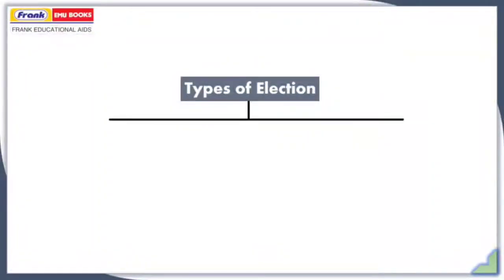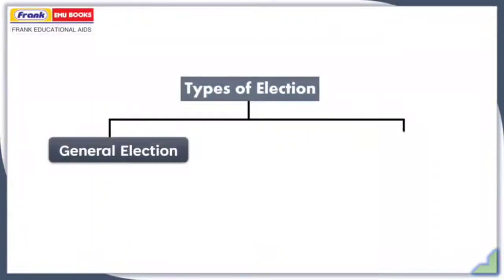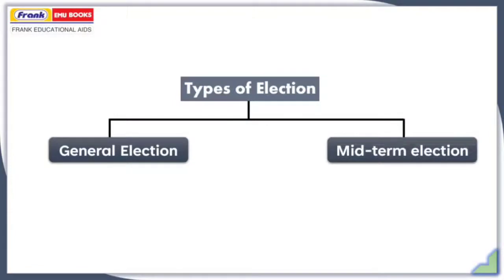Types of election. There are two types of election, general elections and midterm election. General election is generally done every 5 years, in which in all the constituencies the voting takes place at the same time. Whereas the midterm election is conducted in the middle of the term when the government falls out of its majority.